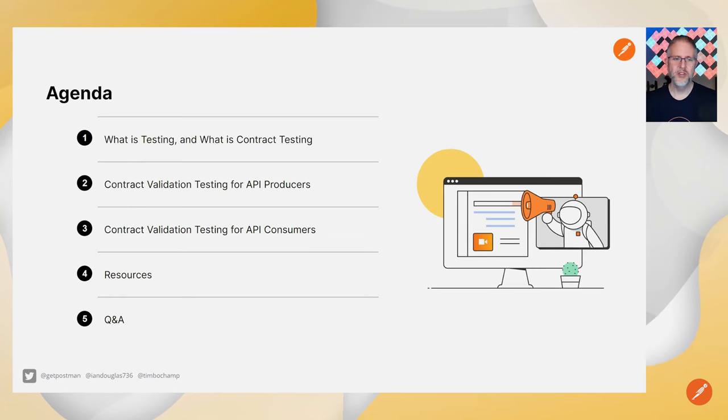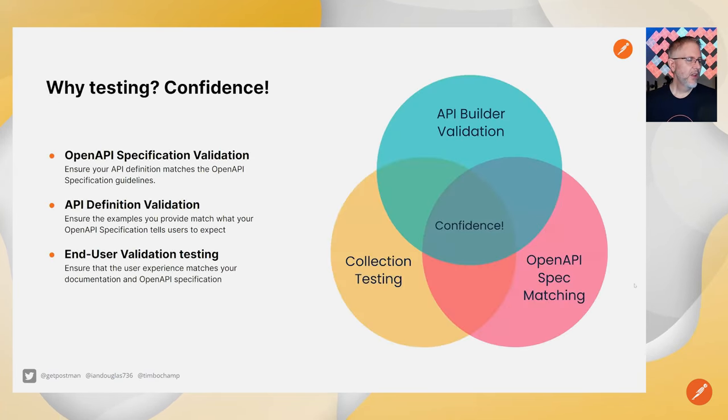So I think we'll dive into our content. Why do we even do testing? What is testing? For those who are new to the idea of testing, the reason that we test the software that we build and the things that we build is to give us that confidence. Today's session, we're going to focus on three different perspectives of what we call API contract testing.